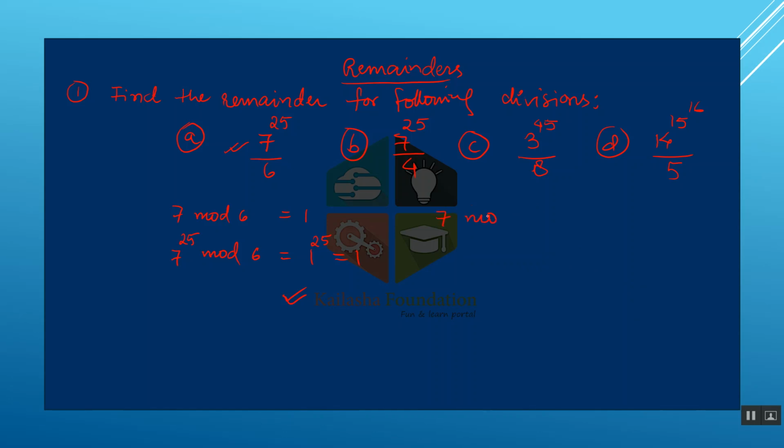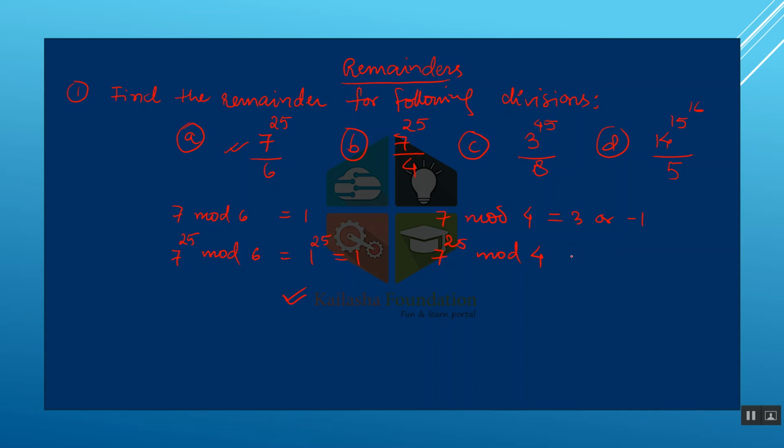7 mod 4 is basically 3 or minus 1. Now, 7 raised to the power 25 mod 4. It is not the modulus. It is mod. That means 7 divided by 4 and giving the remainder. It is a way of writing.